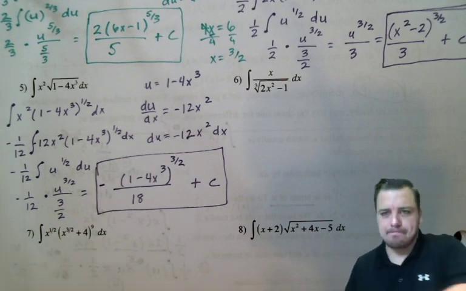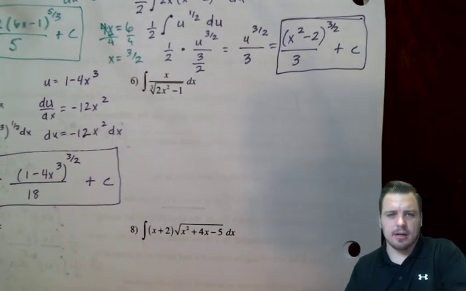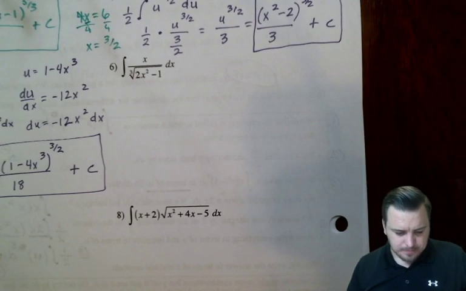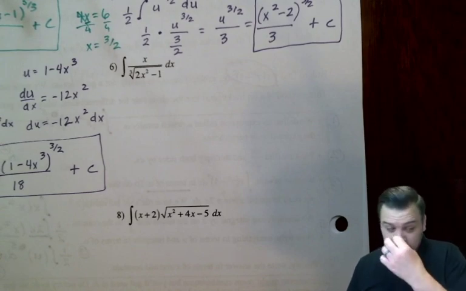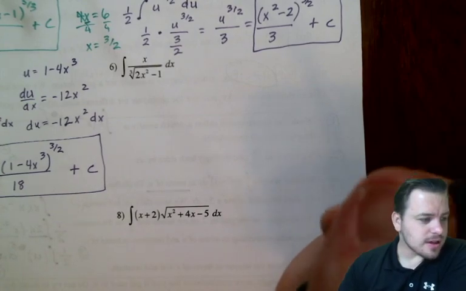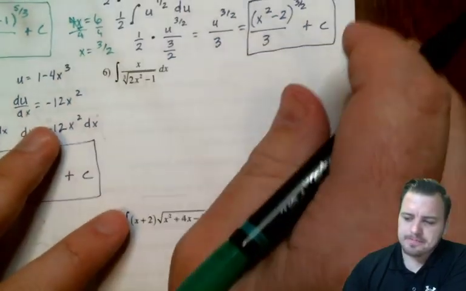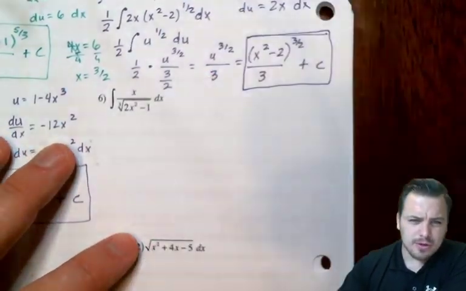All right. Moving right along, guys. Going to number 6. So looking at number 6, here we go. Number 6 should look something like this. So let's change this up right here. I think most of you guys can handle this.